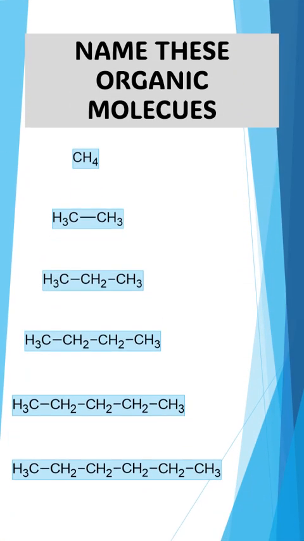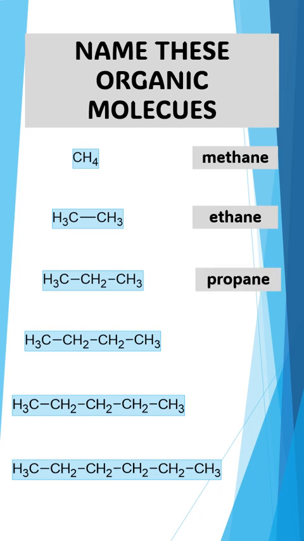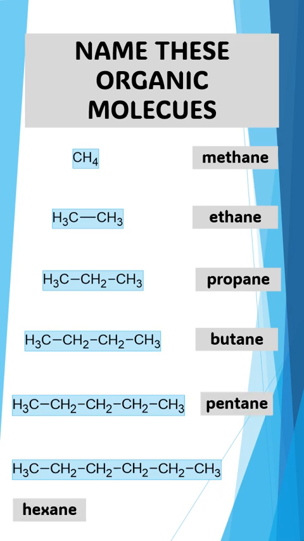See if you can name these common organic molecules. I'll give you a couple of seconds and then I'll reveal the names. Okay, CH4 is methane. H3C-CH3 is ethane. CH3-CH2-CH3 is propane. Then we have butane, pentane, and hexane.